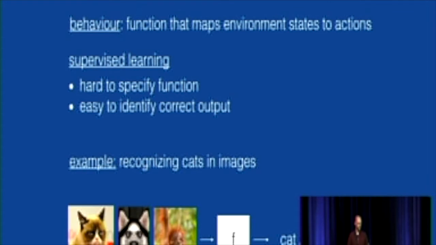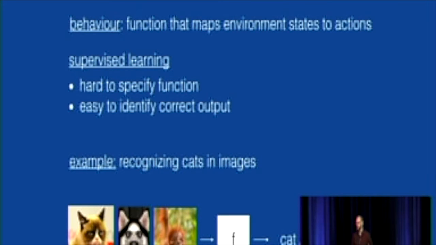So, for example, again, a cat example. Suppose you have the task of recognizing cats in images. It's very easy for us to look at images and to label whether there's a cat in the image or not, but it's very hard to define a function that maps the pixel values to the correct label. So this is something that supervised learning excels in.